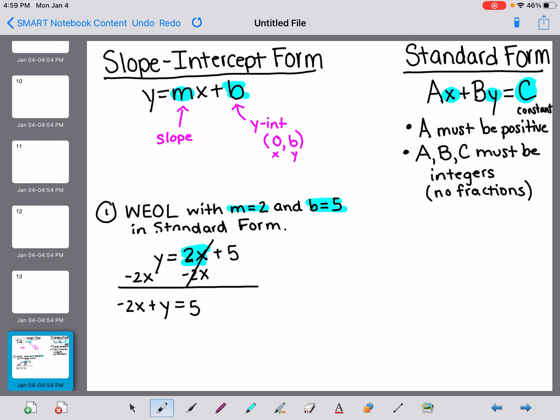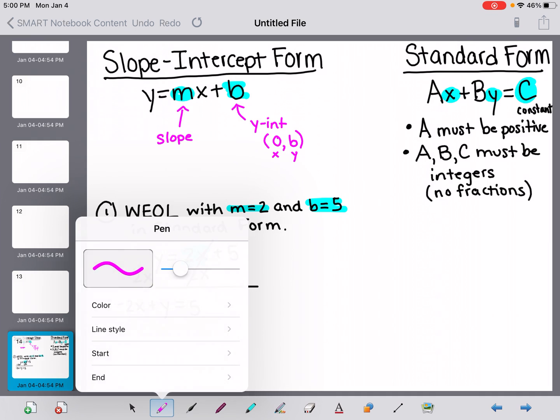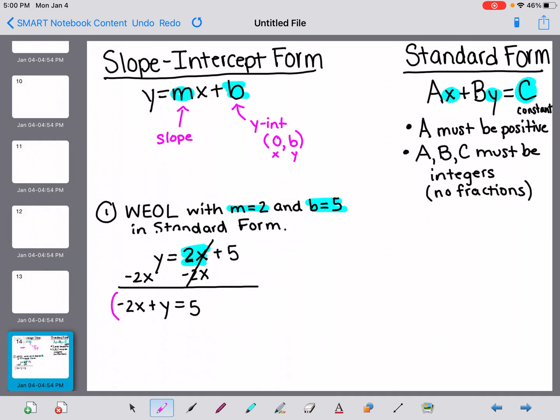It's not standard form yet because of that first rule. The a value must be positive. The number that's in front of the x, which in this case is the negative 2, needs to be a positive number. So in order to get rid of a negative number, we're going to multiply the entire equation times -1. -1 times -2 becomes positive, but then you have to do that to everything. -1 times y becomes -y. -1 times 5 becomes -5. This is now standard form.